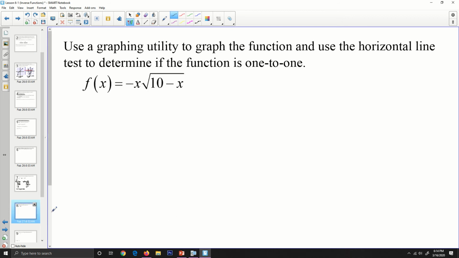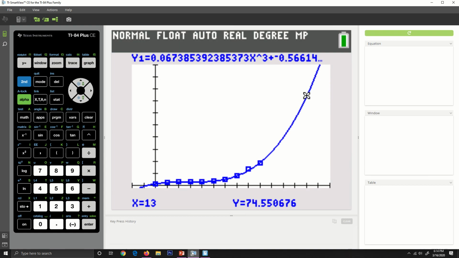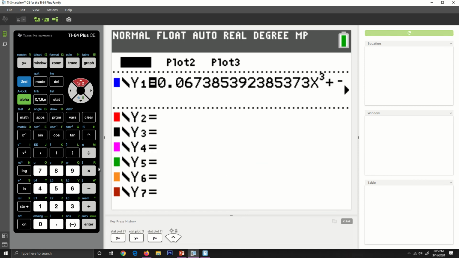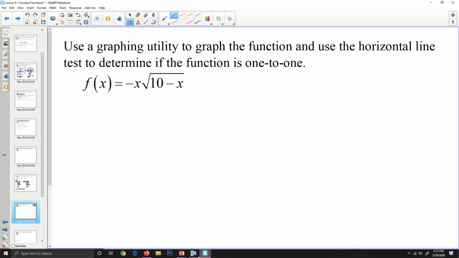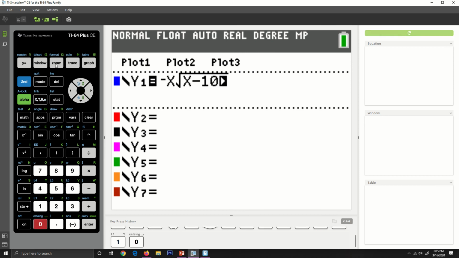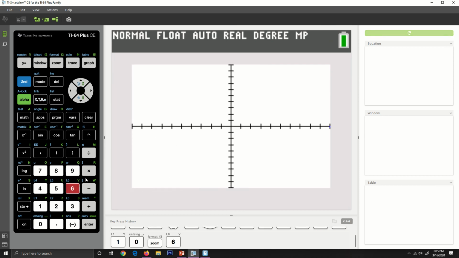All right. Use a graphing utility to graph a function. Use the horizontal line test to determine if the function is one-to-one. So I'm going to grab my graphing calculator. I'm going to hit y equals. I'm going to go up here and turn that stat plot off from the last one. I'm going to hit delete here to clear that out. Now I'm going to check my equation again. So I need negative x times the square root of x minus 10. And just to be safe, let's go zoom 6, go to our standard window.